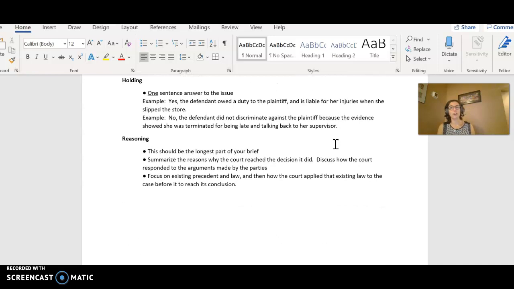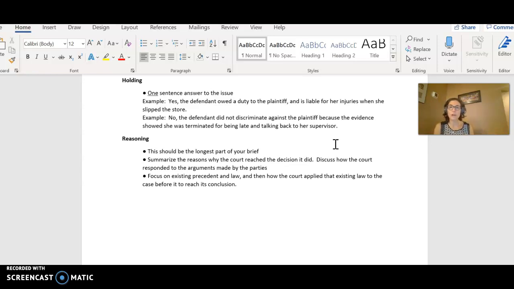Now we come to the longest part of your brief. Please make sure this is the longest section. Your reasoning should not just be one sentence. The reasoning is where you explain how the court reached the decision. So when you get to that part of the decision, when you're within the head notes, this is the key part. Why did the court decide the way that it did? We know what the outcome is.